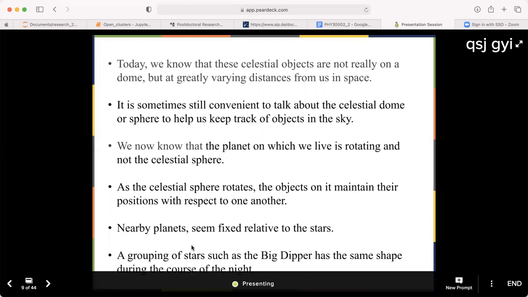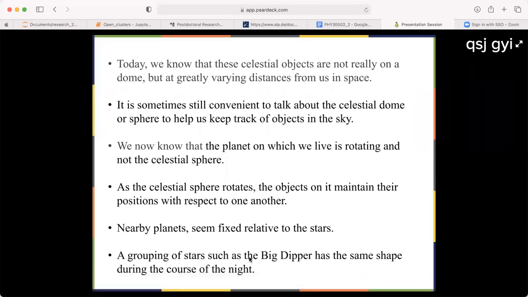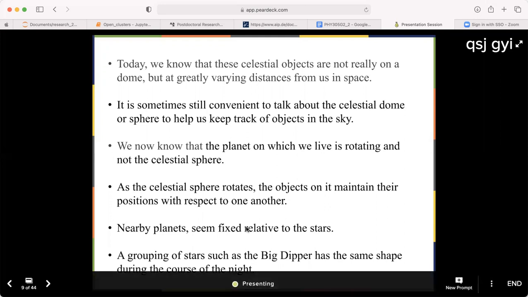Now, another thing that we can see on the sky is this grouping of stars. For example, if you take the constellation called Big Dipper, right? They have the same shape during the course of the night. Which means when you look at a set of stars that are placed in an order, that order will be preserved throughout the night. For example, if you take the constellation Orion, there is a certain shape for the constellation, and once you go through the whole night, this shape will be preserved. So that's what will happen. Which means those stars are not changing from one to the other. So that's why I have mentioned here that as the celestial sphere rotates, the objects on it maintain their positions with respect to one another, right? So these respective positions will not change.